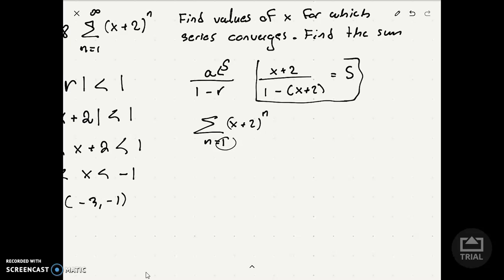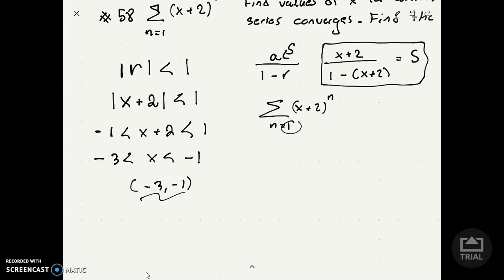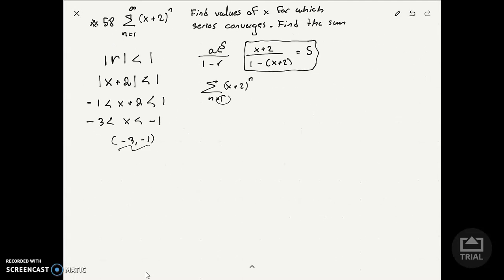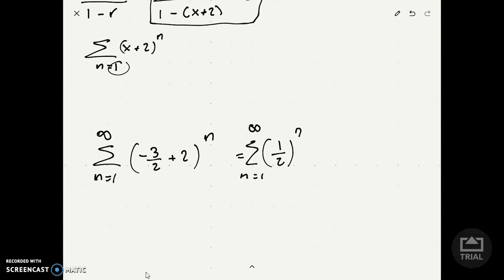But let's just check a value in our interval to make sure it does indeed converge, just to double check, right? So let's pick x to be -3/2. And this is not necessary, but just to show exactly what's going on. So if we're taking x to be -3/2, the series becomes (-3/2 plus 2) to the n from n equals 1, which is the same as (1/2) to the n. So that's a geometric series, clearly, and it has a ratio of 1/2.